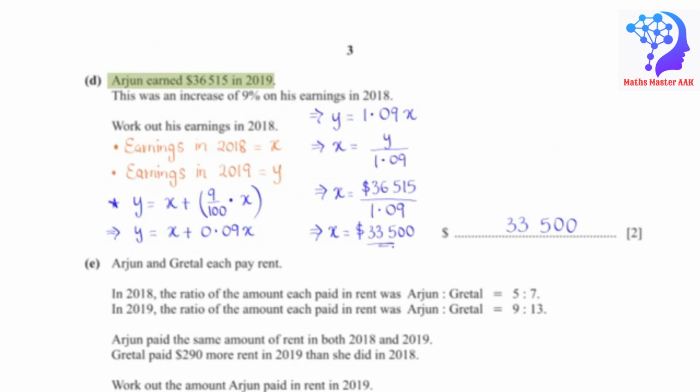Arjun earned $36,515 in 2019. This was an increase of 9% on his earnings in 2018. Work out his earnings in 2018.